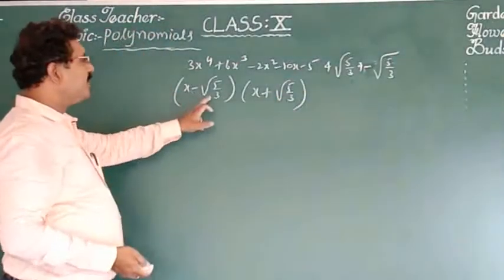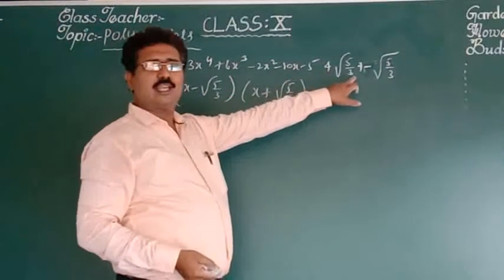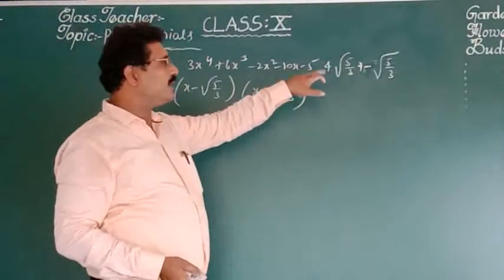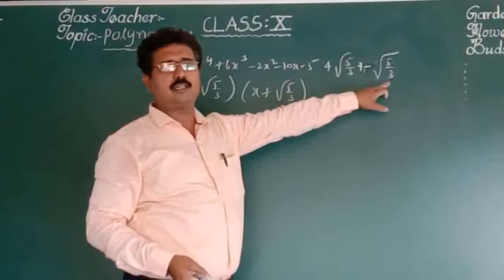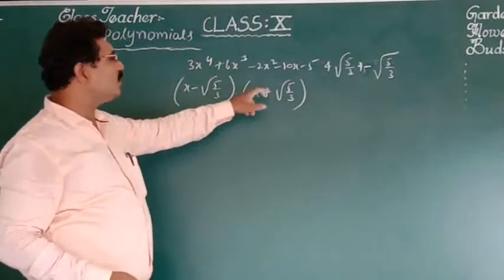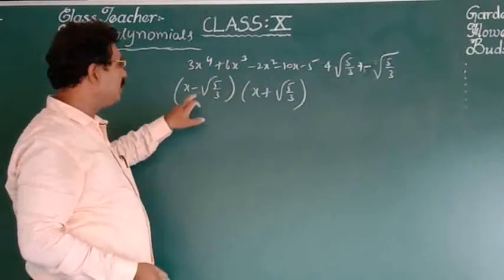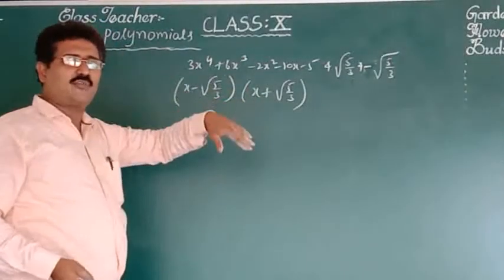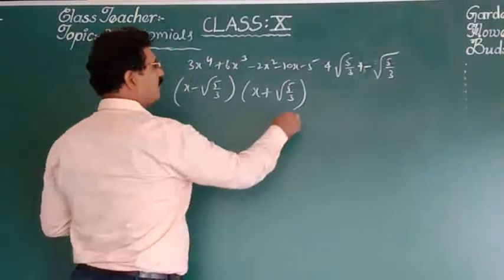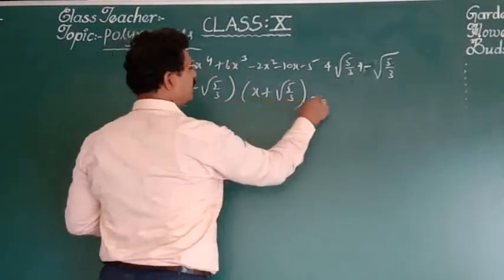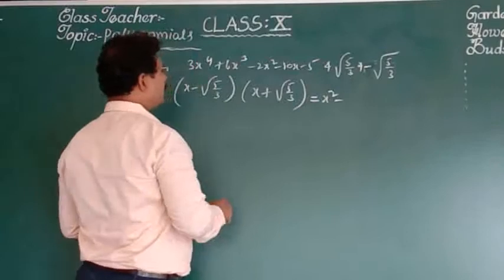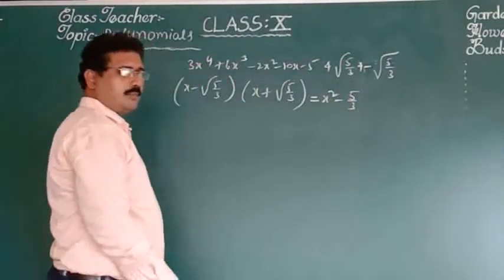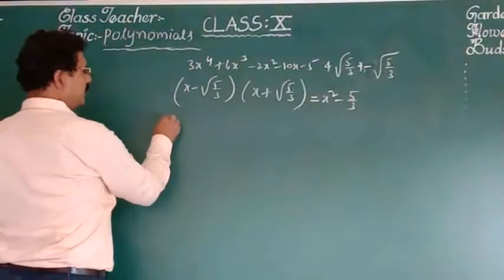Why? If x minus root 5 by 3 is equal to 0, x is equal to root 5 by 3, that is one zero. X plus root 5 by 3 is 0, x is equal to minus root 5 by 3, that is another zero. So you have to divide the given polynomial by these two. If these two are the factors, this product is also a factor. What is the product? A minus b into a plus b is a square minus b square, so x square minus root 5 by 3 whole square, that is 5 by 3. Now we have to divide in the same way.